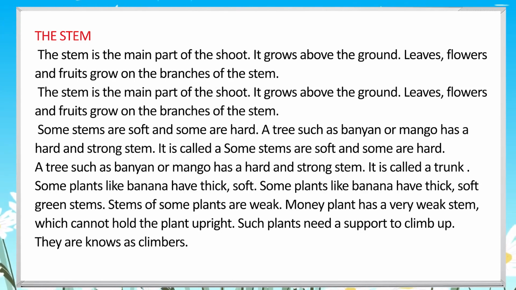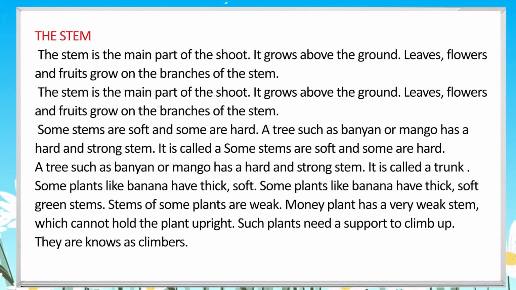The stem. The stem is the main part of the shoot. It grows above the ground. Leaves, flowers and fruits grow on the branches of the stem. Some stems are soft and some are hard. A tree such as banyan or mango has a hard and strong stem. It is called a trunk. Some plants like banana have thick, soft green stems.